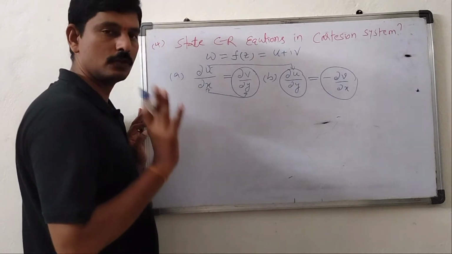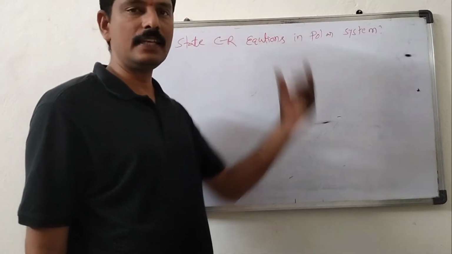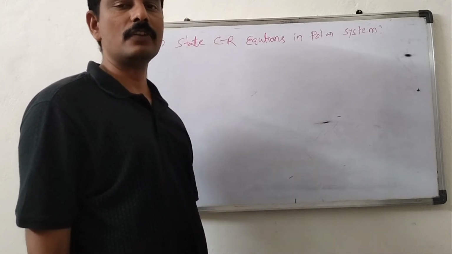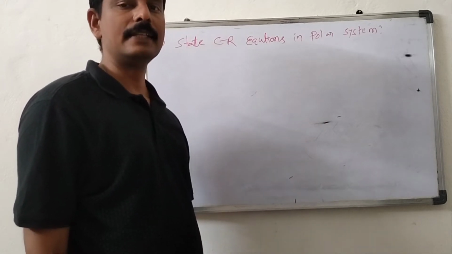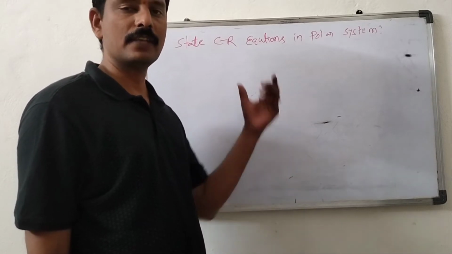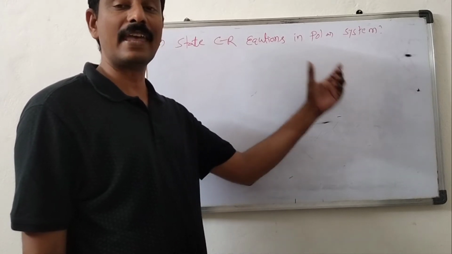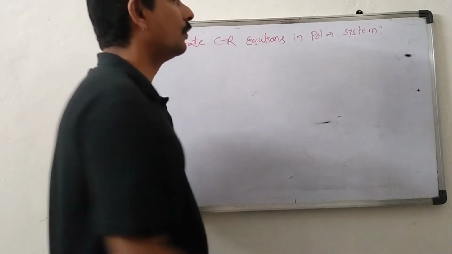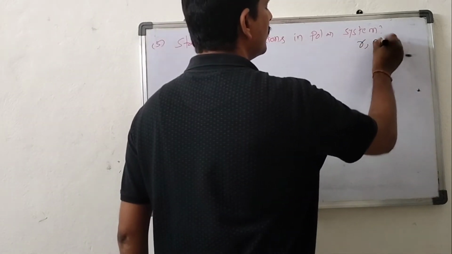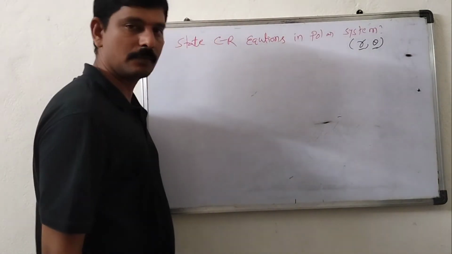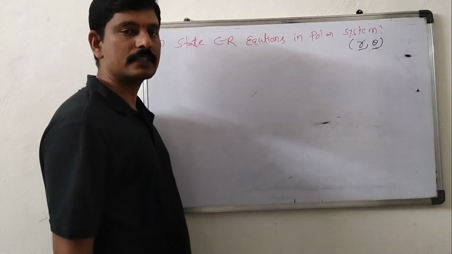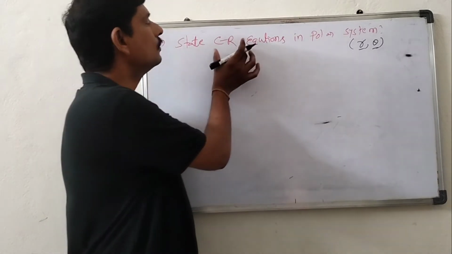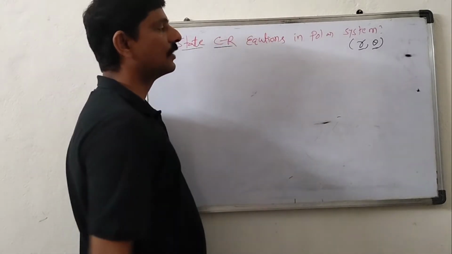Next it is asked to state CR equations in polar system. In the previous question, I discussed Cartesian system. Cartesian system means x comma y. If the system consists of x, y variables, it is called Cartesian system. Here it is polar system. Polar system means the coordinates are in terms of r comma theta. Remember that in polar system the coordinates are r comma theta. Clear? Okay. So we have to state CR equations in polar system.